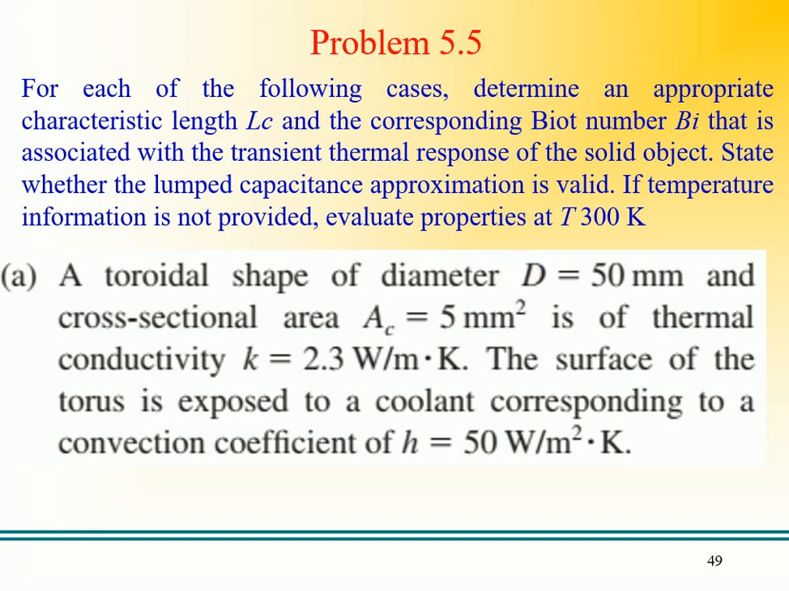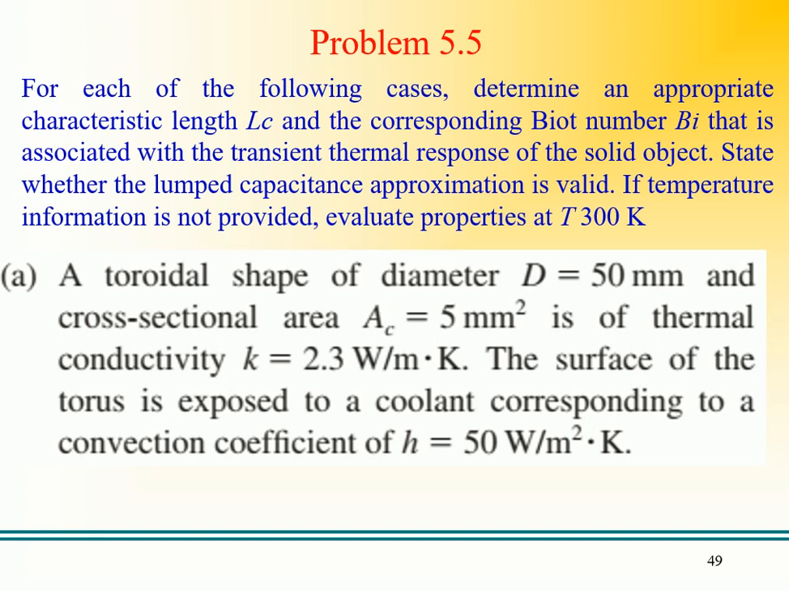Dear students, for your help again I am solving one more problem, 5.5. For each of the following cases, determine an appropriate characteristic length Lc and the corresponding Biot number Bi that is associated with the transient thermal response of the solid object. State whether the lumped capacitance approximation is valid. If temperature information is not provided, evaluate properties at 300 K. If the properties are not available, then you can take the values of those particular properties at 300 Kelvin.